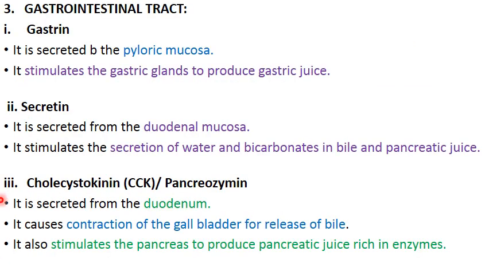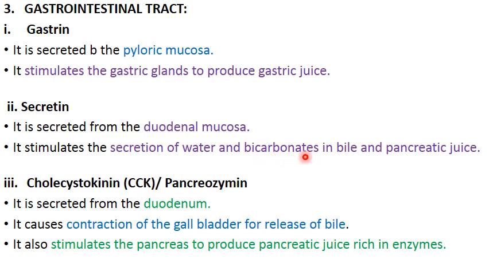Now coming to the hormones of the gastrointestinal tract. First is the gastrin. कहाँ से secrete होता है? From the pyloric mucosa. And it's going to stimulate the gastric glands to produce gastric juice. Next is the secretin. That is secreted from the duodenal mucosa. And what it is going to stimulate? The secretion of water and bicarbonates.